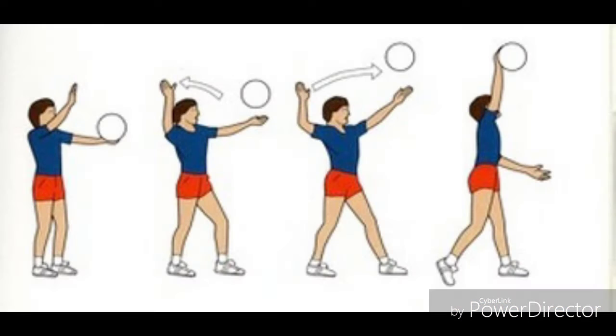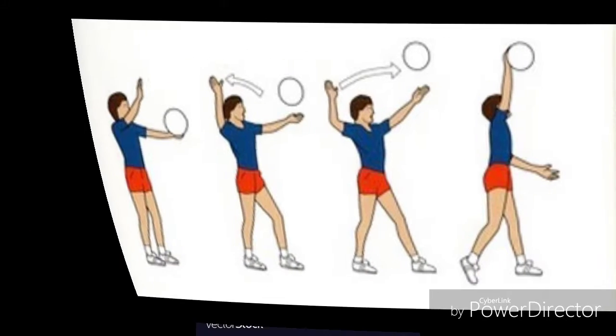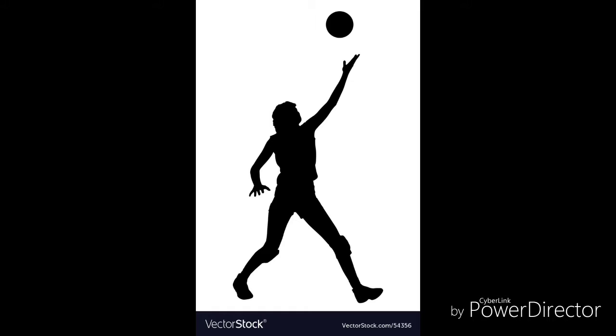In the first and second stages, the athlete steps with their non-dominant foot while tossing the ball up. The toss should be over in front of the dominant hitting shoulder and be arm's reach in height. Keep the elbow back and high.